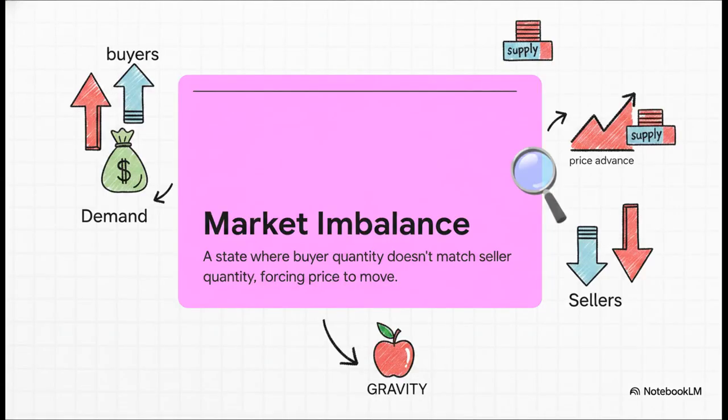Well, we have to understand that every single movement in any market, stocks, forex, crypto, you name it, is driven purely by this massive tug of war between buyers and sellers. It's a temporary state where what buyers want to buy just doesn't match what sellers want to sell. When demand exceeds supply, prices shoot up. When supply exceeds demand, prices drop. It's a fundamental law. It's kind of like gravity.